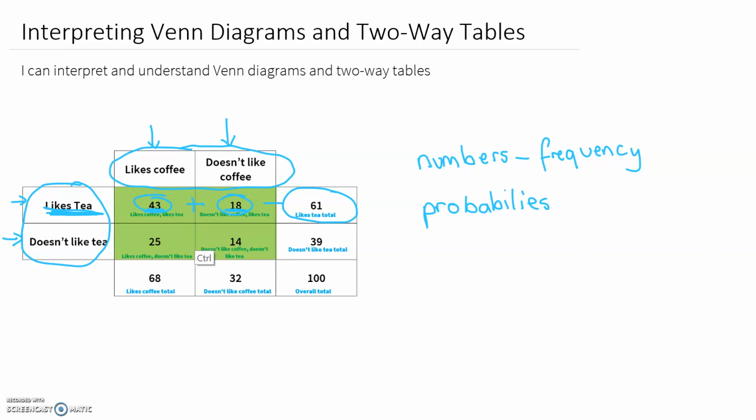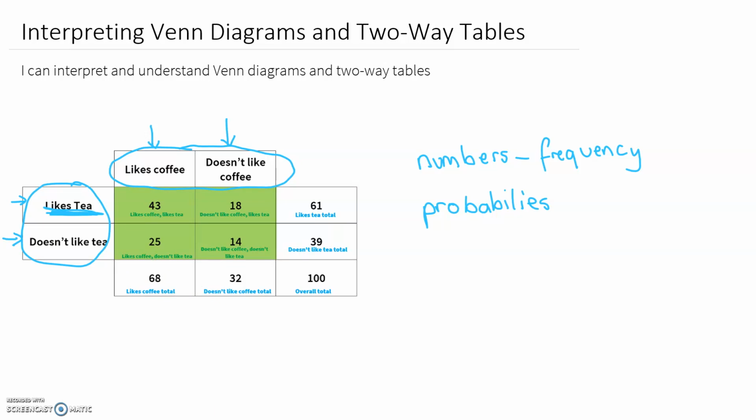And we can do the same thing for the row below it. So we can say, all right, well, there's 25 people who don't like tea and like coffee, and there's 14 people who don't like tea and don't like coffee. So again, we can add them up, and there's 39 people total who don't like tea. And the same thing works vertically. I'm not going to go through the addition again, but here we've got 68 people who like coffee, these two added together, and we've got 32 people who don't like coffee, those two added together.